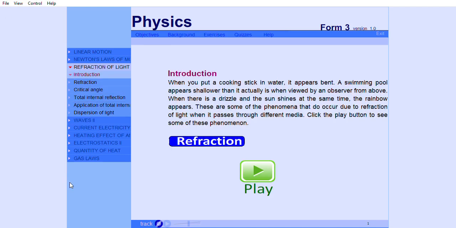Introduction. When you put a cooking stick in water, it appears bent. A swimming pool appears shallower than it actually is when viewed by an observer from above. When there is a drizzle and the sun shines at the same time, the rainbow appears. These are some of the phenomena that occur due to refraction of light when it passes through different media. Click the play button to see some of these phenomena.